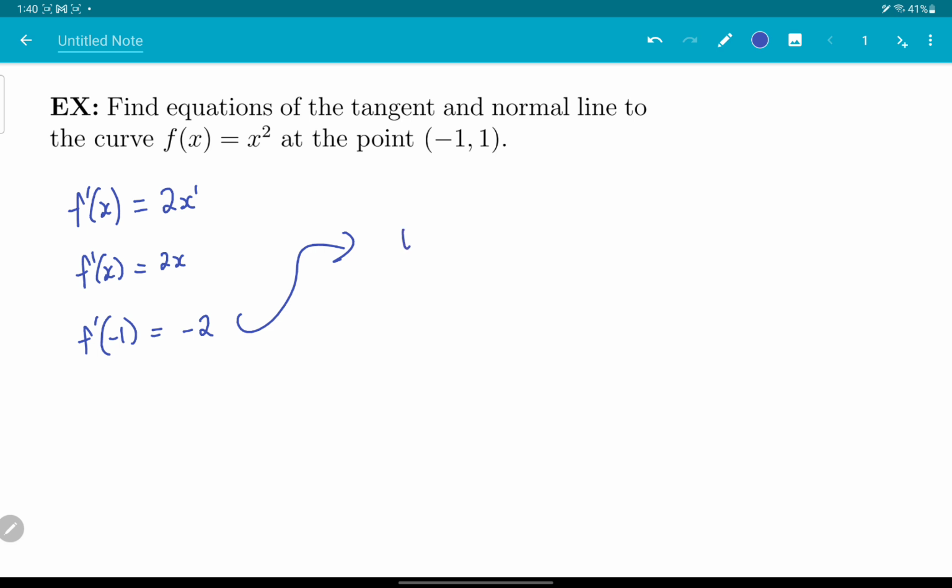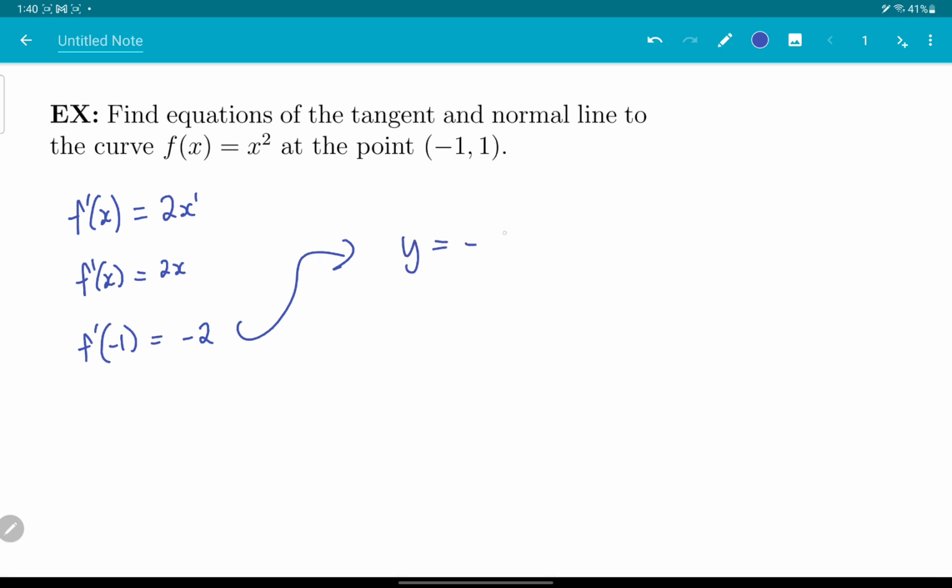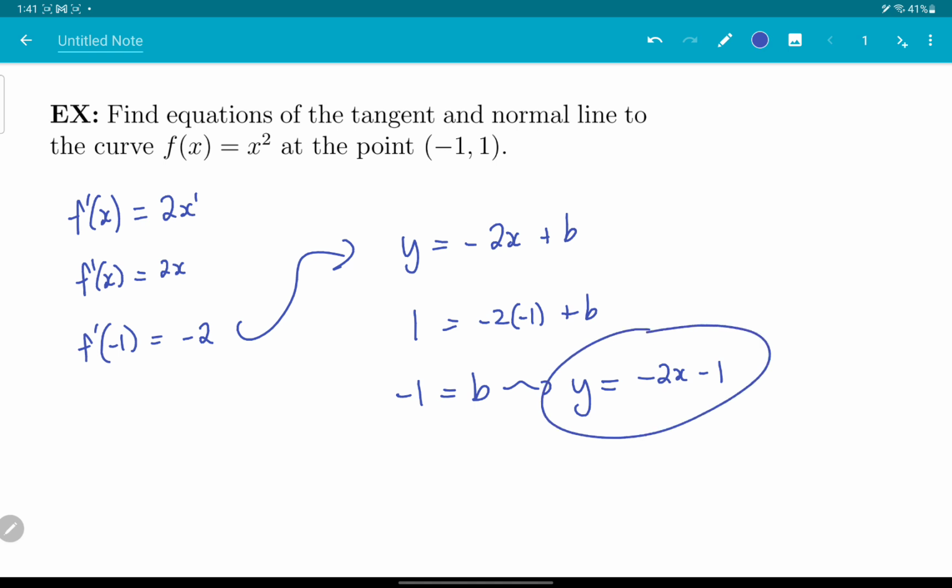So there we go. I'm halfway towards my tangent line. It's going to be minus 2x plus b. Then you plug in your point as usual. And what do you get? You get negative 1 for b. So y is equal to minus 2x minus 1. So that's the tangent line at this point.